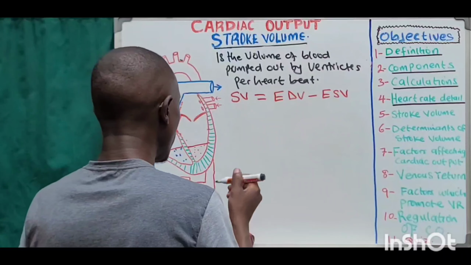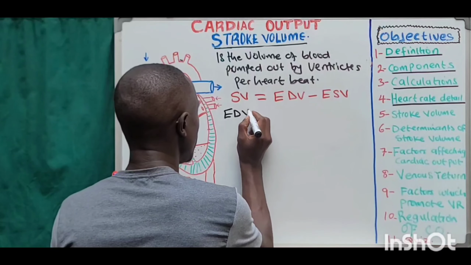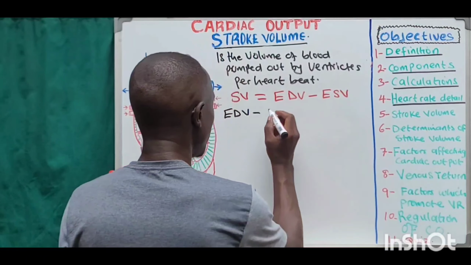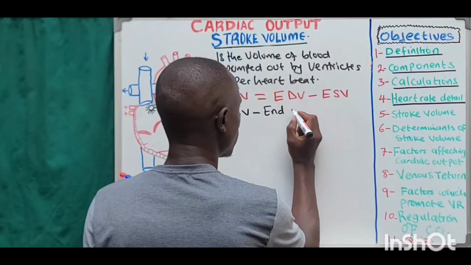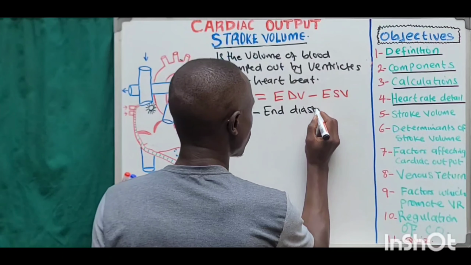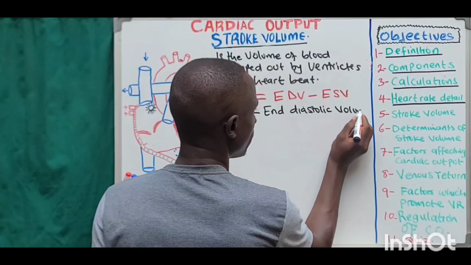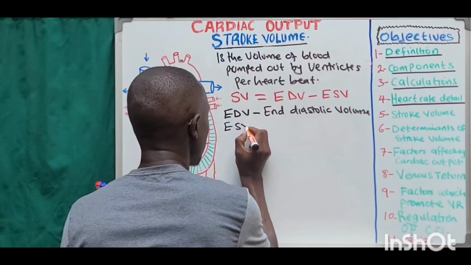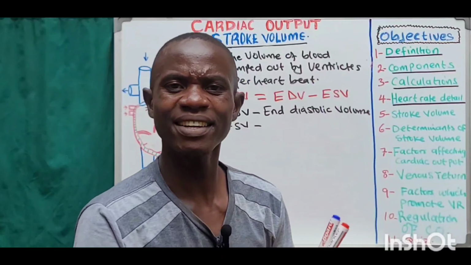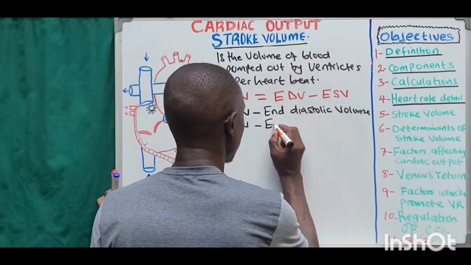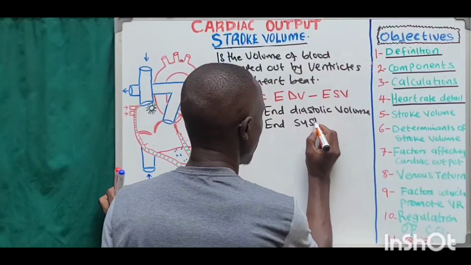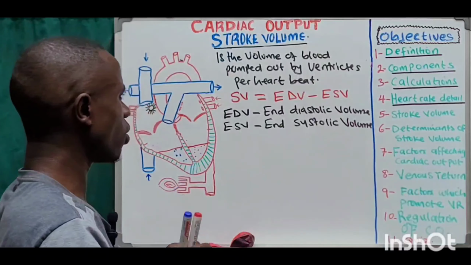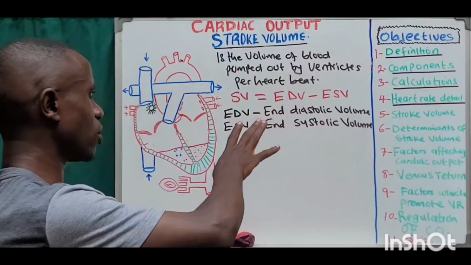Now, when we talk of EDV, EDV stands for end diastolic volume. And then when we talk of ESV, this one stands for end systolic volume. Okay, so now that is the meaning of those abbreviations EDV and ESV.